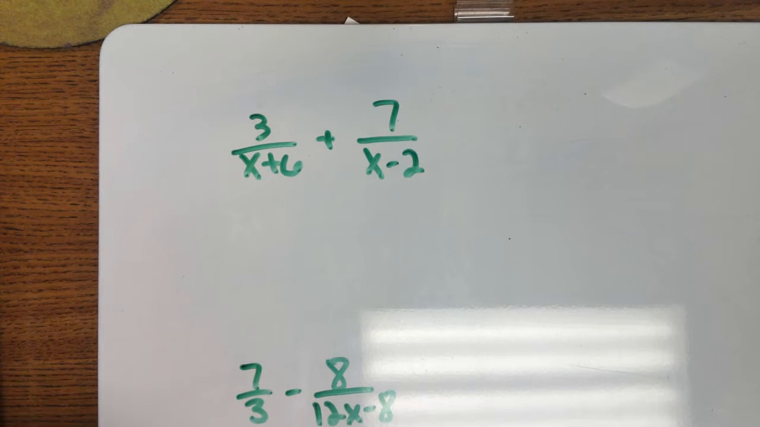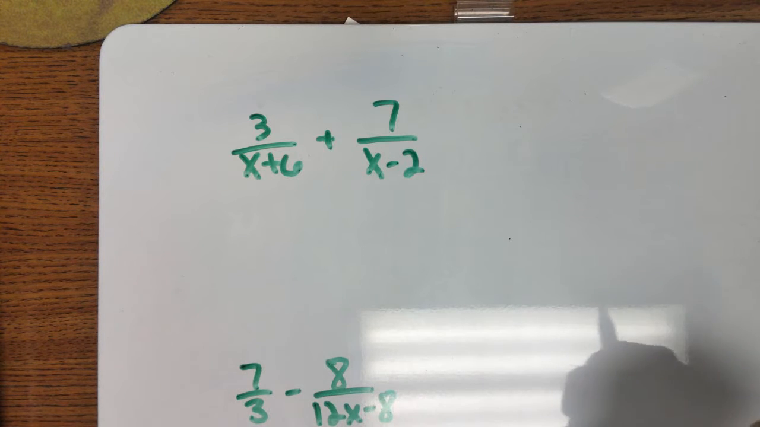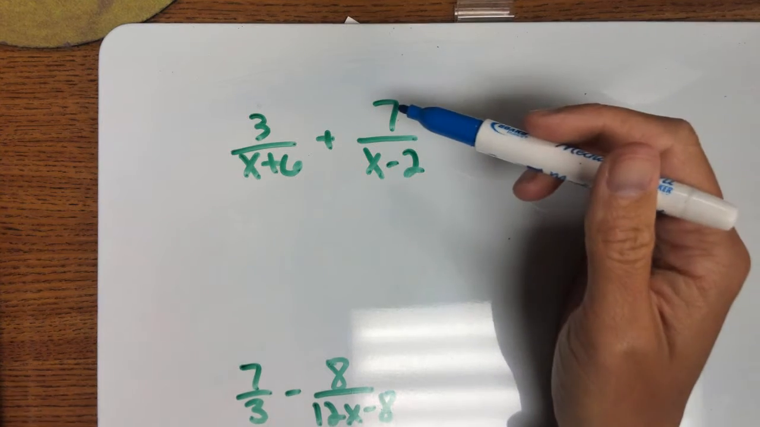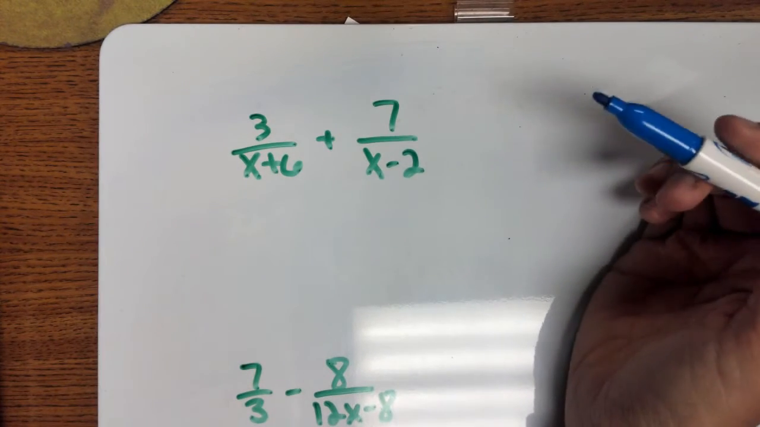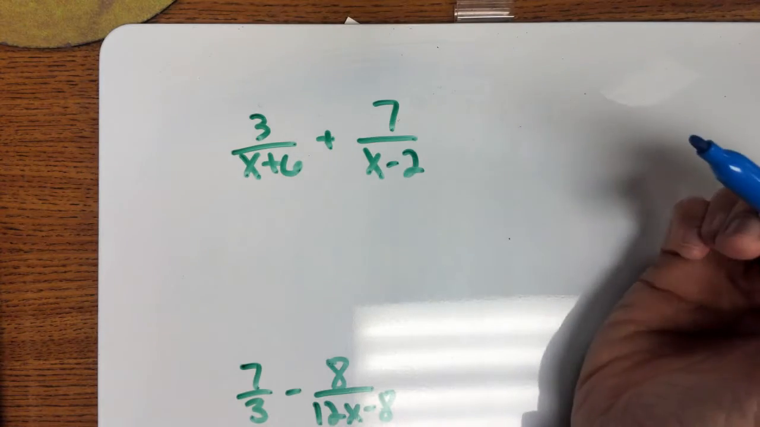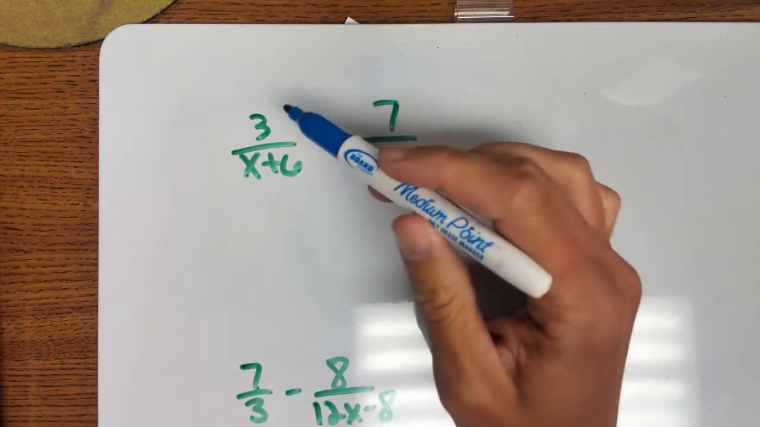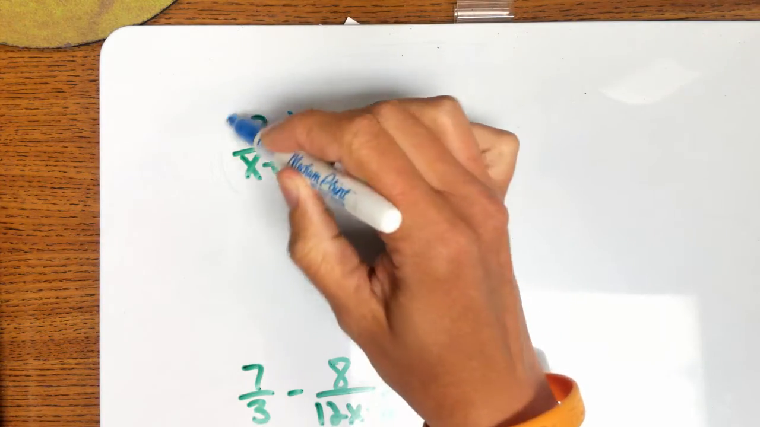Alright, so most of you guys are familiar with adding and subtracting fractions. So really, when we're doing rational expressions, they're just fractions. So that's what we're doing right here. You have to have a common denominator to add or subtract, not to multiply or divide. So the easiest way to do that is just to multiply each fraction by the opposite.